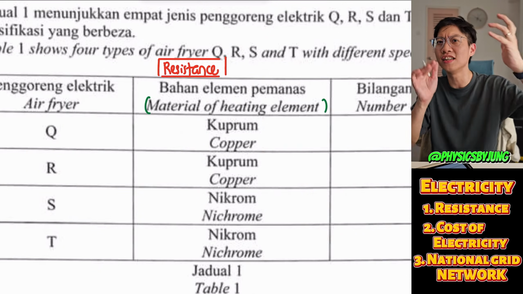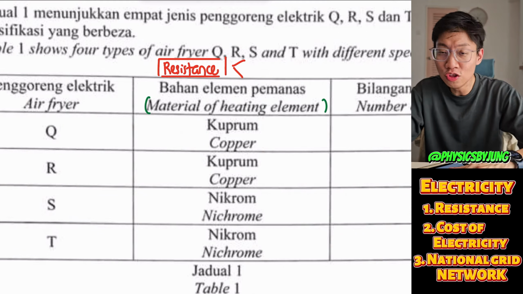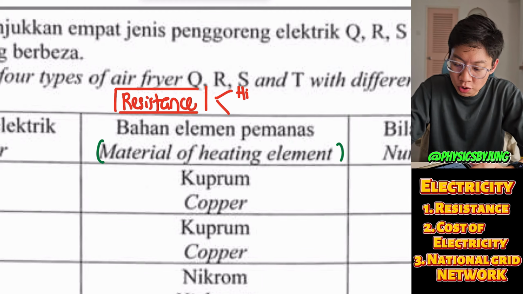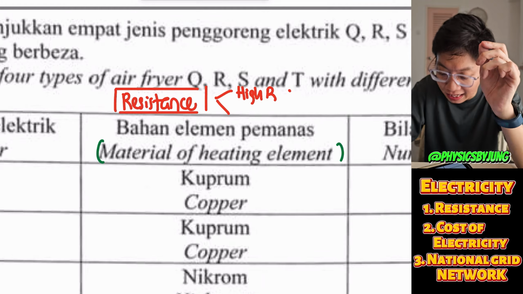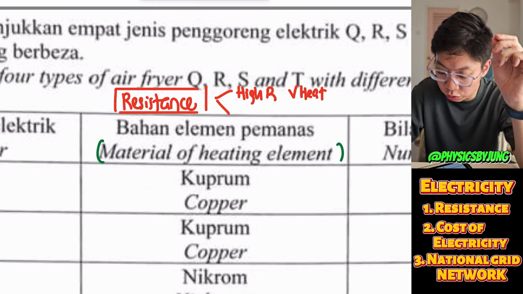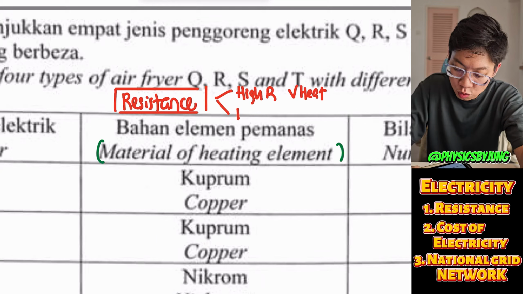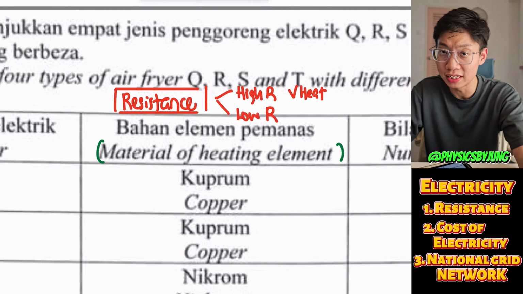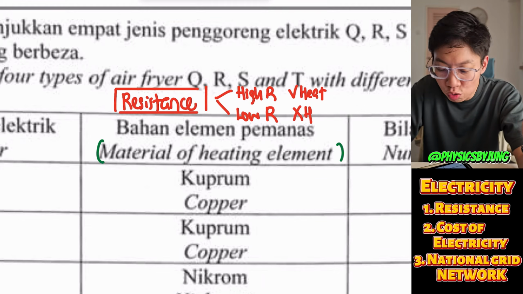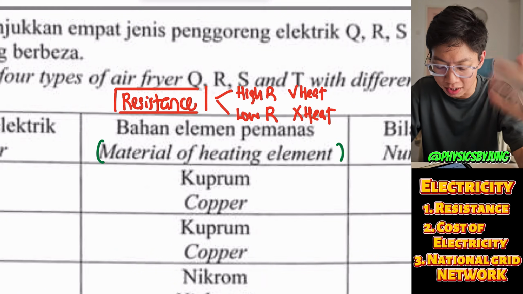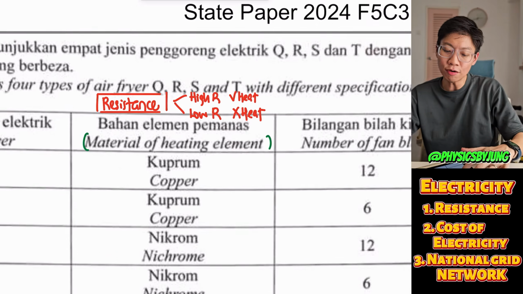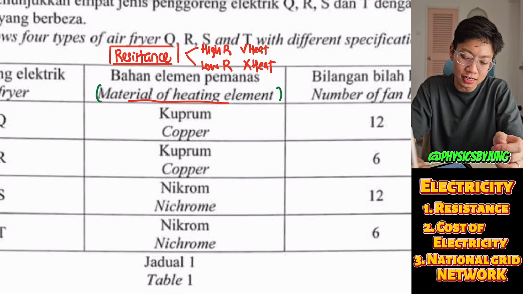Is high resistance always bad? No. Why? Because we will pick something to have high resistance. It's actually good if that thing needs to produce heat. You will pick this thing to have low resistance when you don't want it to produce heat, which means that you don't want any heat to be obtained. Okay? So now if you look at this, it is a heating element.